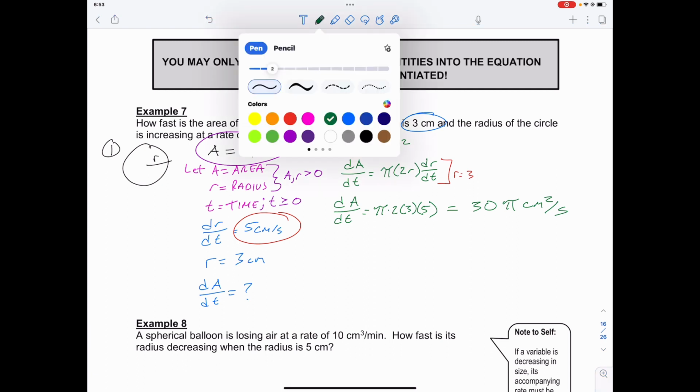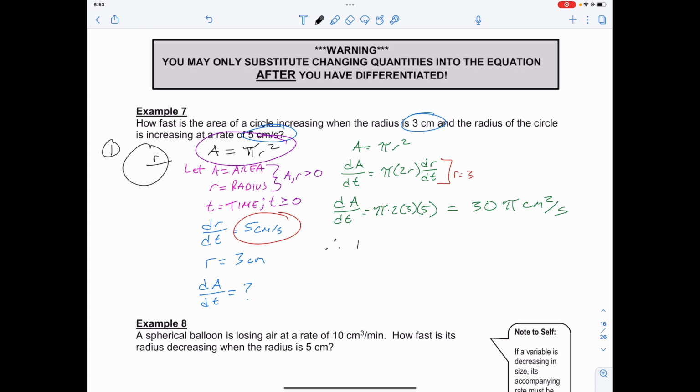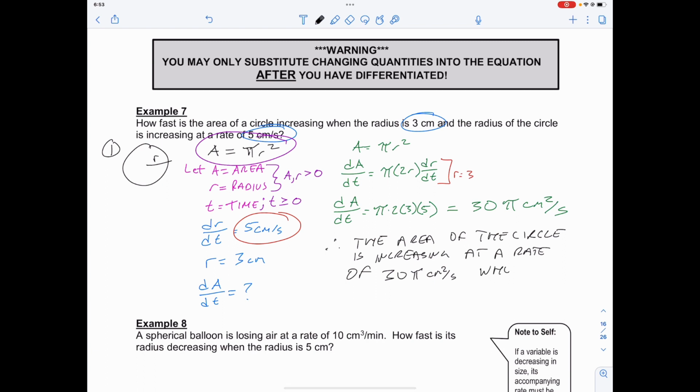So we can state, therefore, the area of the circle is increasing at a rate of 30 pi centimeters squared per second when the radius is 3 centimeters.